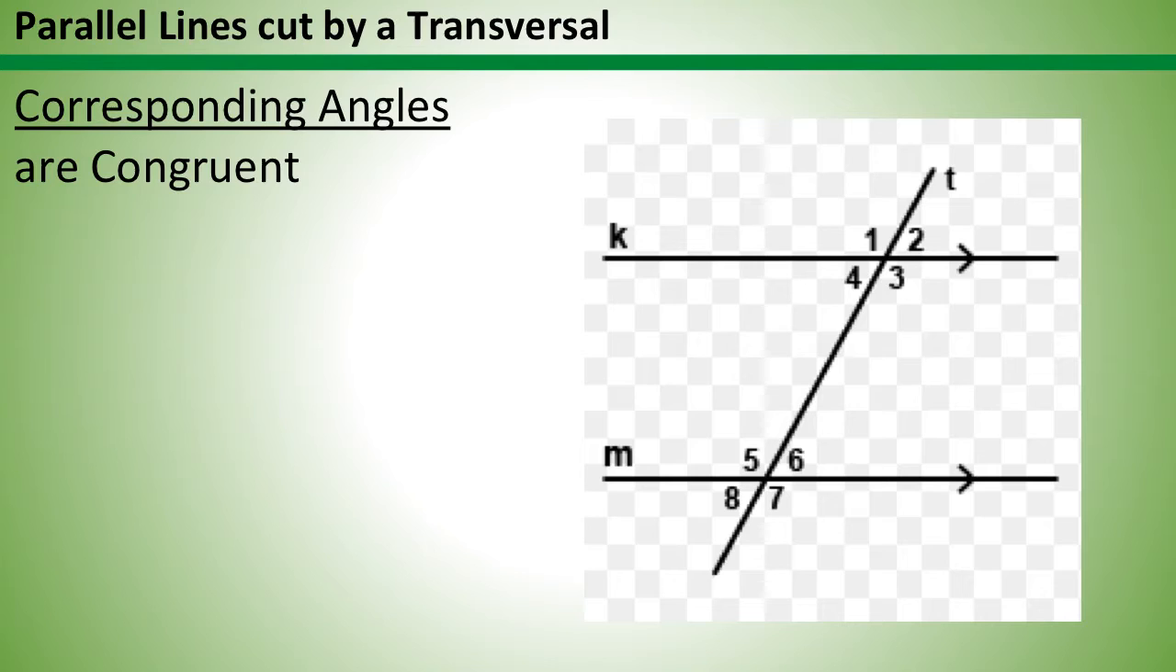Another relationship we're going to have is corresponding angles, and what we know about corresponding angles is that they are congruent. Whenever we say corresponding, it means they're in the same place as another angle. If I look at this cluster right here and focus on angle 1, angle 1 is the top left of this cluster. Down here, angle 5 is also the top left angle. So angle 1 and angle 5 are corresponding because they're in the same place.